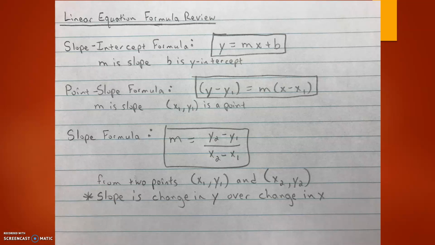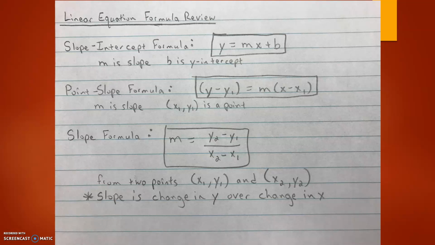The point-slope formula uses a point and a slope. Here we have y minus y1 equal to m times the quantity x minus x1. In this formula, x1 and y1 are a given point, and m is the slope. The generic x and y stay open as solutions to the line.